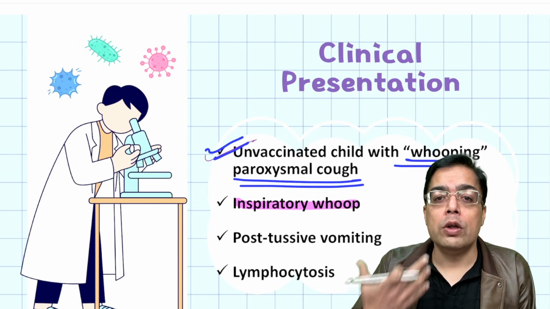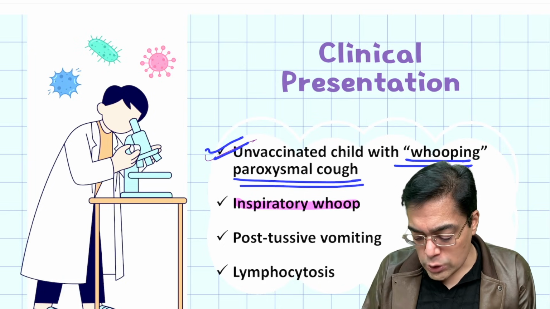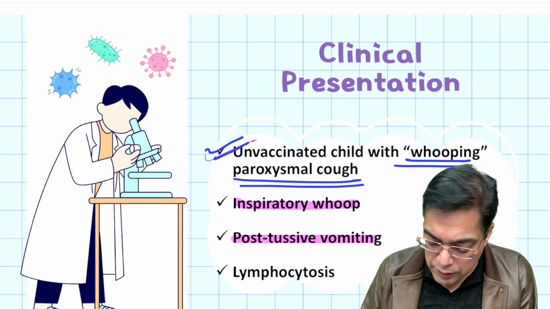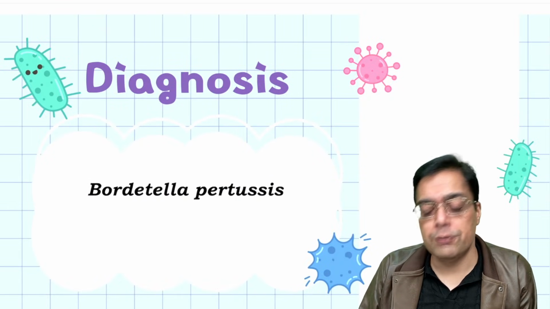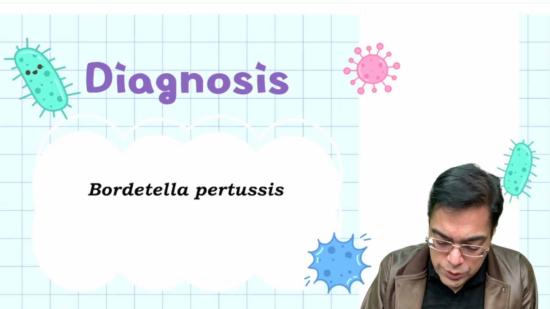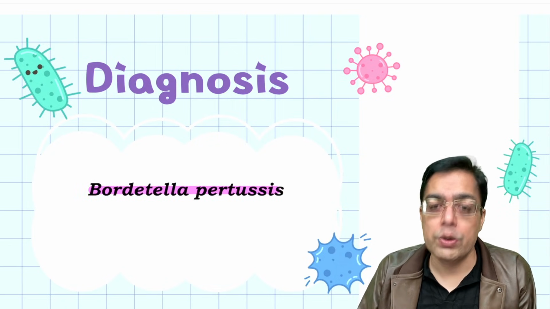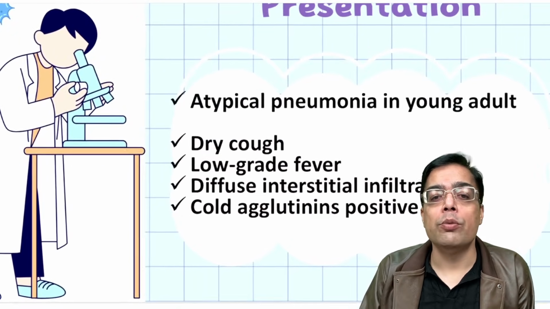With so much cough, the patient can also develop an episode of vomiting, which is given the name post-tussive vomiting. The patients also have lymphocytosis. The moment I think in terms of this, the first thing that comes to your mind is that the patient is suffering from infection caused by the bacteria Bordetella pertussis, right?